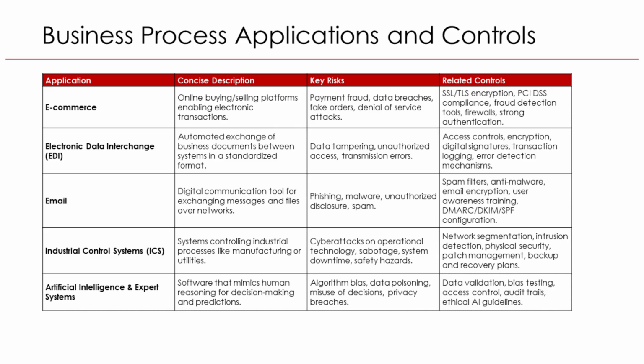Industrial control systems, ICS, run machines in factories or utilities like power and water. If hacked, they could stop work or cause accidents. Controls include separating the network from the internet, keeping systems updated, and using physical security. Artificial intelligence systems make smart decisions, like detecting fraud or predicting customer behavior. Risks include unfair results or wrong decisions if data is bad. To manage this, companies check data quality, test for bias, and keep audit trails. In short, every business system has its risks, and it's the CISA auditor's job to make sure good controls are in place to protect the organization.